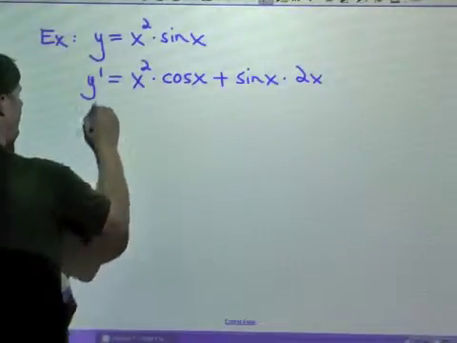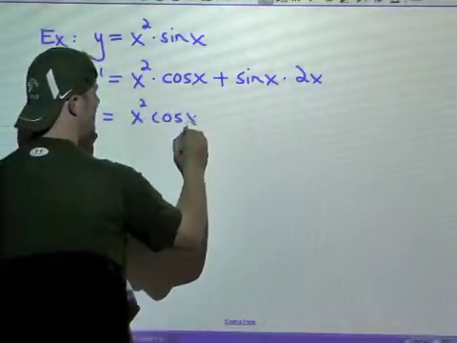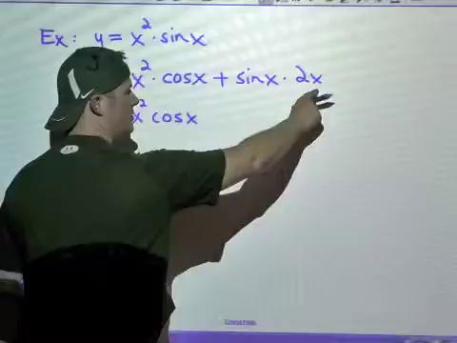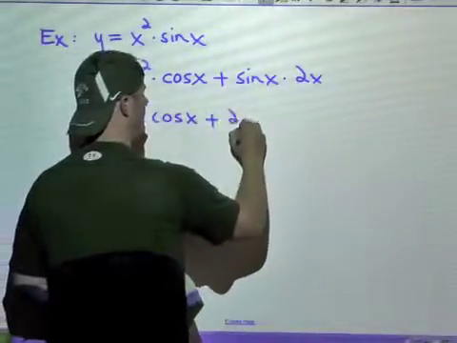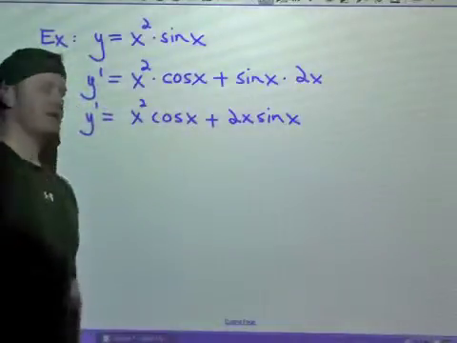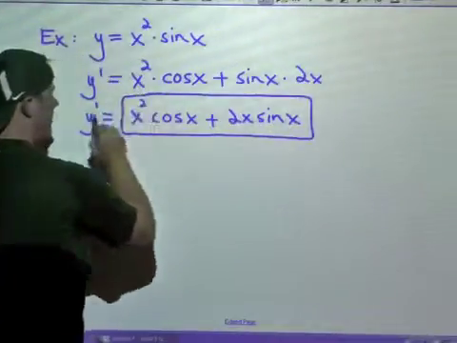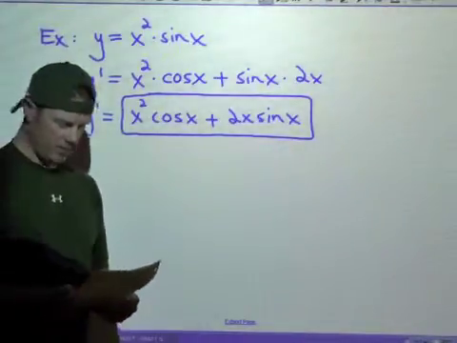Okay, and then we'll just simplify it. In this case, there's not much we can do. I'll call it x squared cosine x. Usually we write the 2x part in front. There's really not anything else I can do to simplify this. So that is the expression for the derivative of that function. Okay, pretty simple.